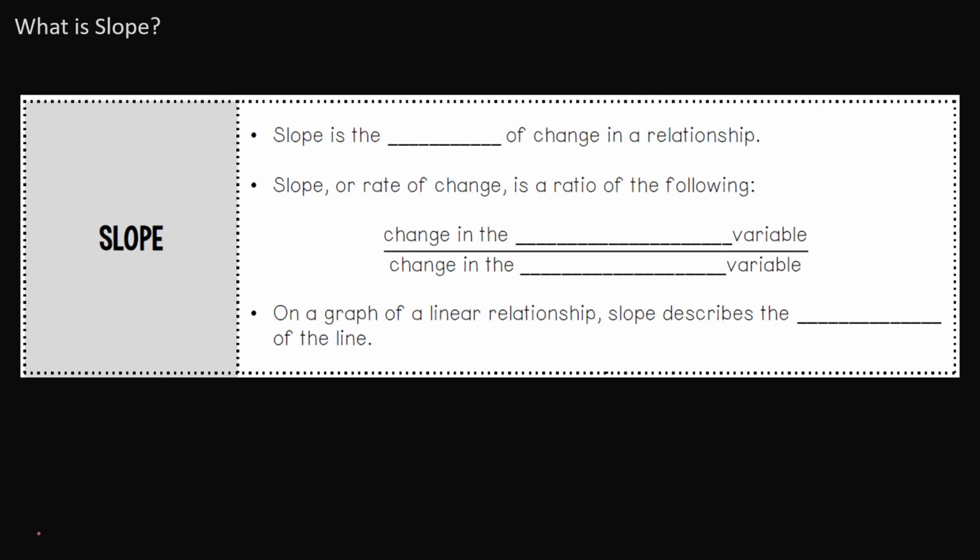So slope, very similar to constant of proportionality or unit rate, is the rate of change in a relationship. Slope or rate of change is a ratio of the change in the dependent variable, which is our y variable, divided by the change in the independent or x variable. And we can also refer to slope as delta y over delta x. Delta, this triangle here, is the Greek letter for change. Change in y over change in x. It is the same ratio every time. On a graph of a linear relationship, slope describes the steepness or the slant of the line. Steepness or slant.